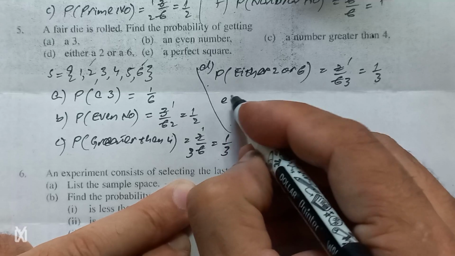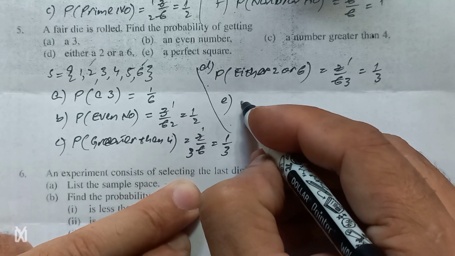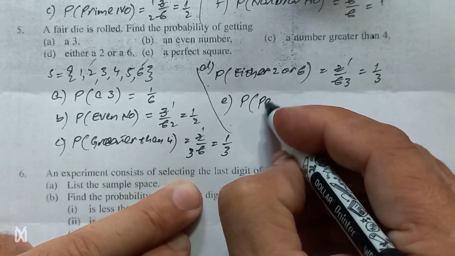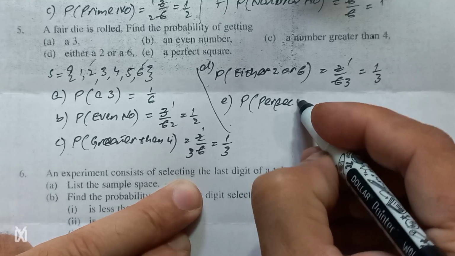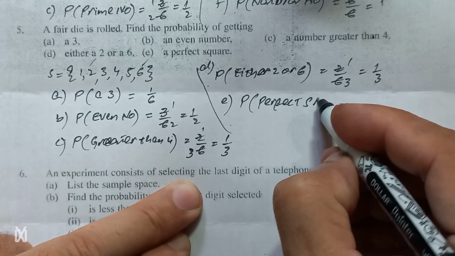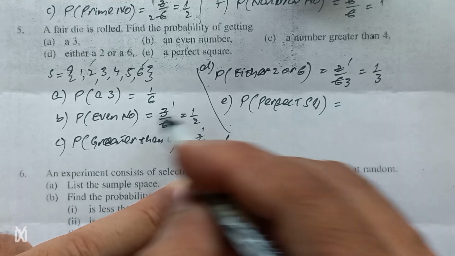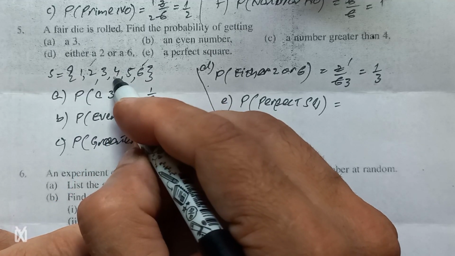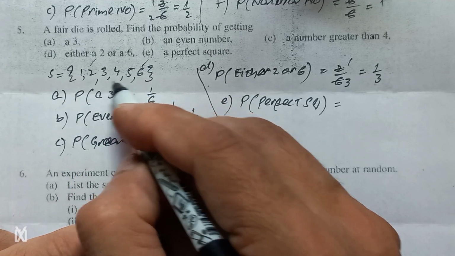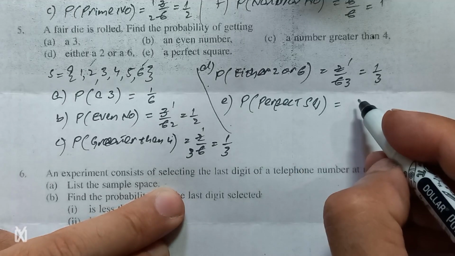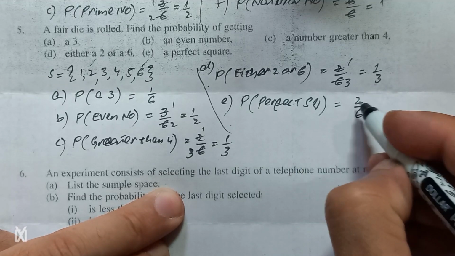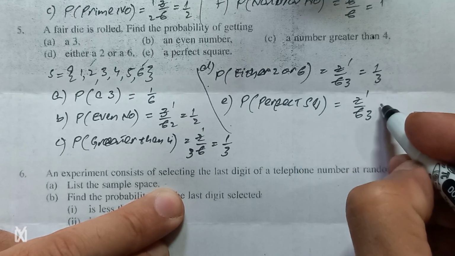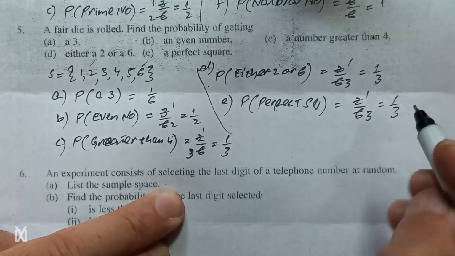And last part is E part, a perfect square. Perfect square. So 1 is a perfect square, 1 is a square of 1, 4 is a square of 2. So there are two favorable outcomes. So 2 over 6, and after cancellation you will get an answer of 1 by 3.